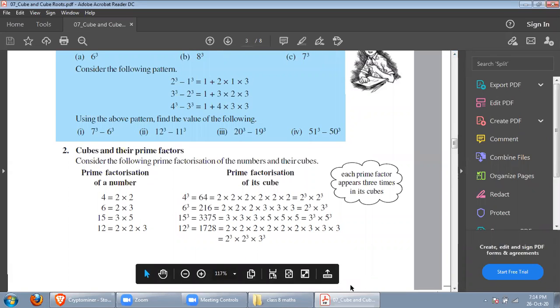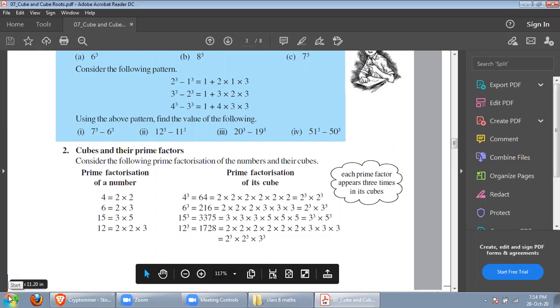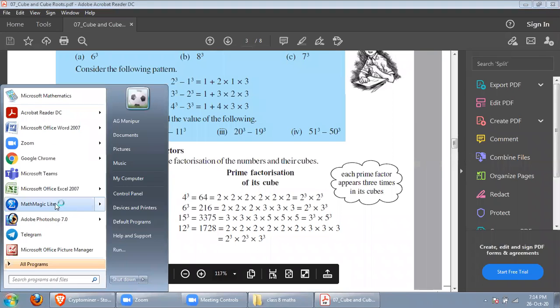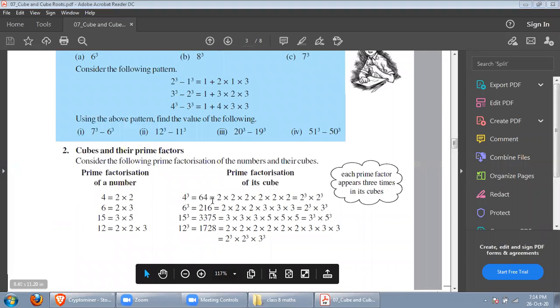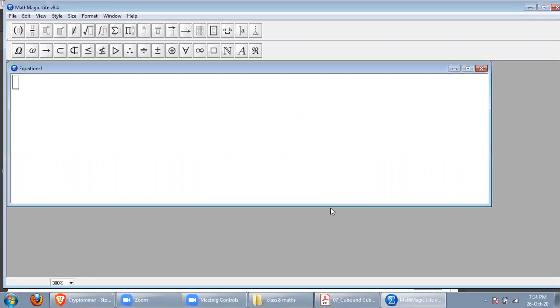Today, in continuation of our topic on cubes, we will be discussing expressing a cube into prime factors. So by the word prime factors, two words come to our mind, prime and factors.